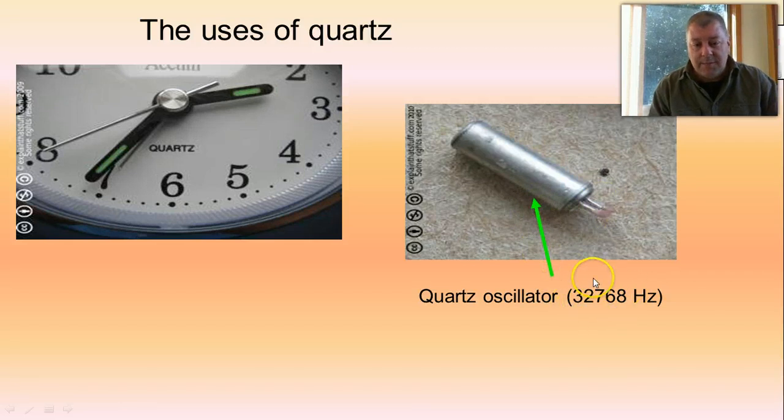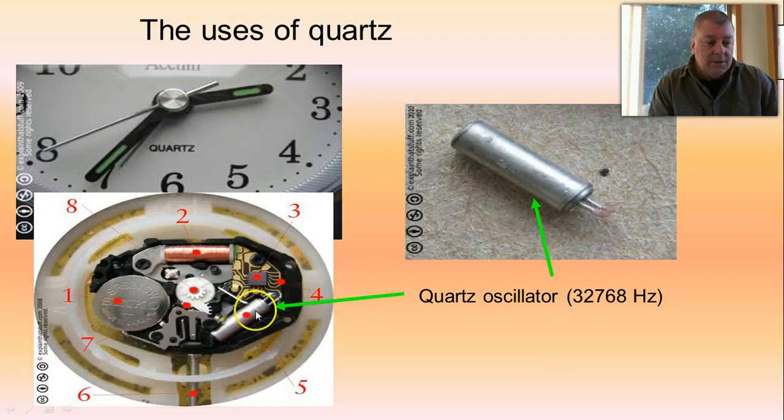It oscillates at that many times a second, and that is what makes your quartz watch very accurate, because what they do is they count those oscillations every second, and once they get 32,768 counts of vibrations, that's 1 second, and then they start counting again, and then another second. So you can see it can be quite accurate, much more accurate than a mechanical clock mechanism.